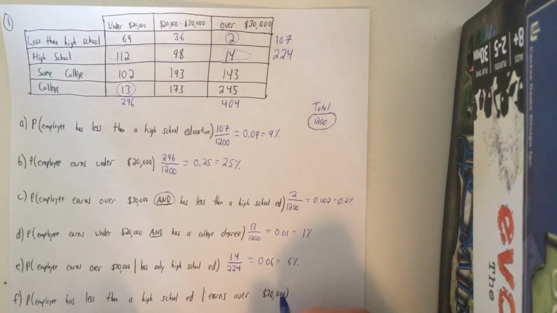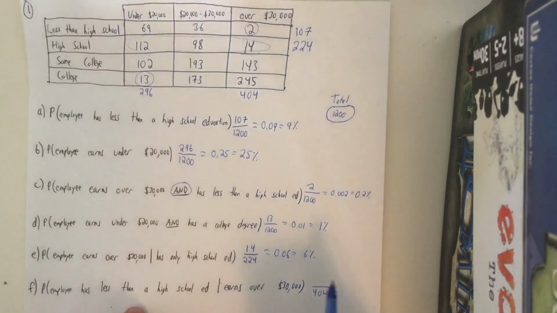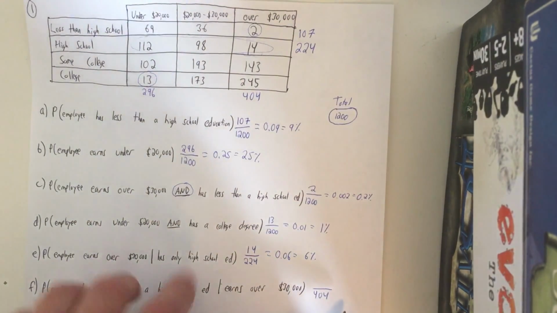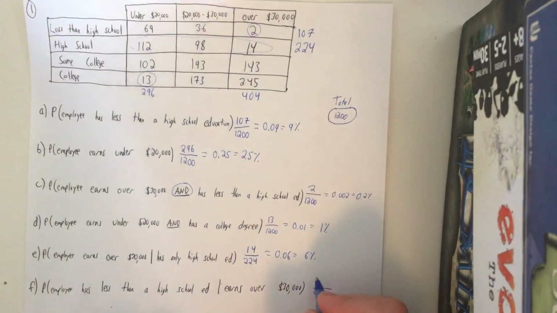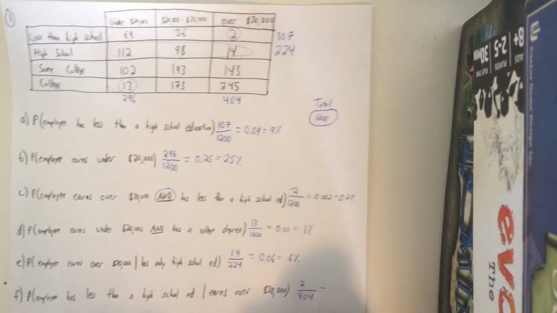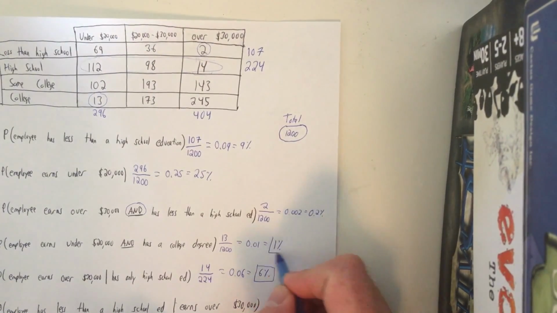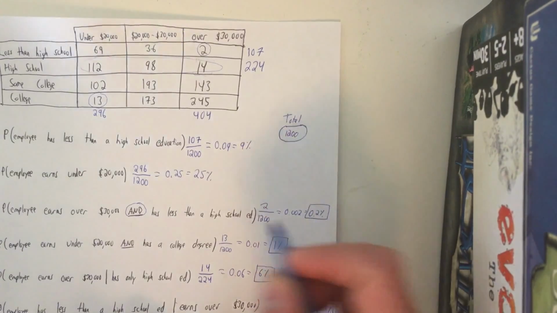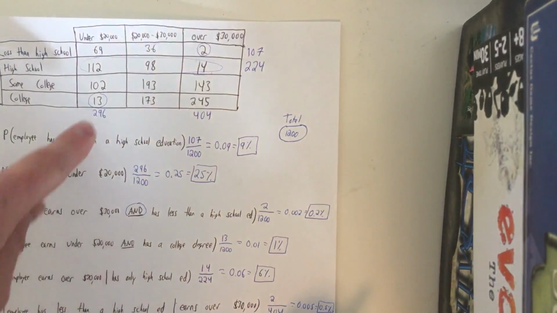So that is our denominator. We have out of 404, how many of those people have less than a high school education? We can see that it's just 2. 2 out of 404 gives us 0.005 or 0.5%. So now I have my answers for every problem here for problem number 1.